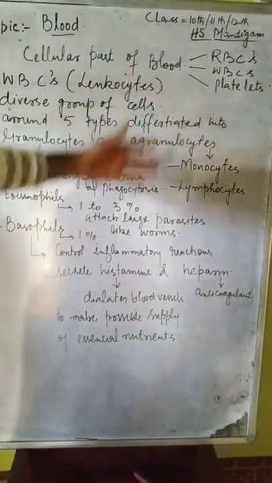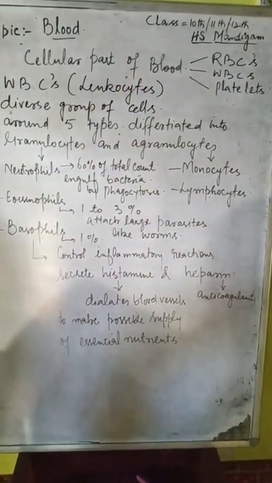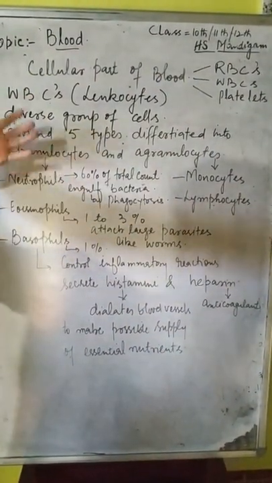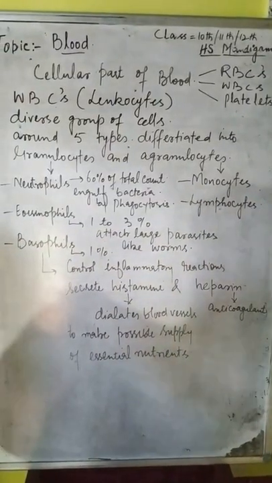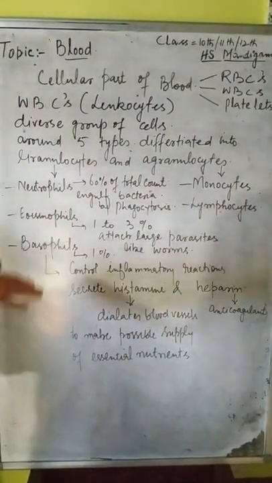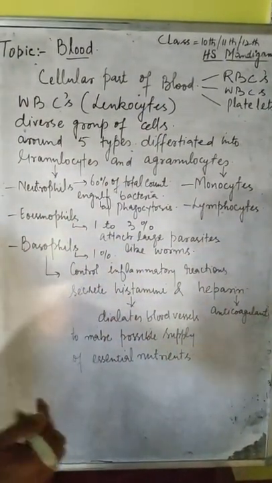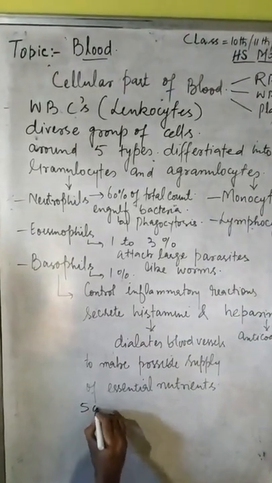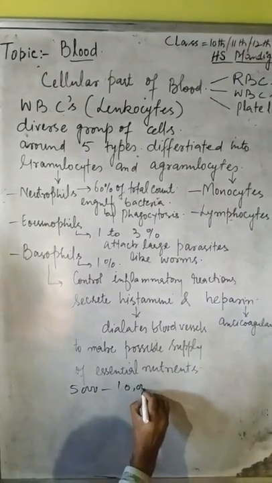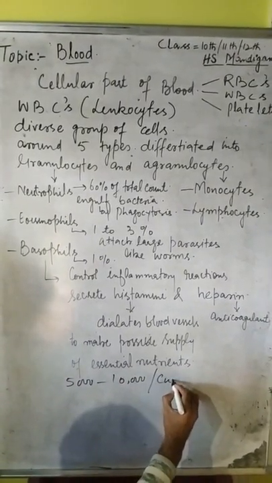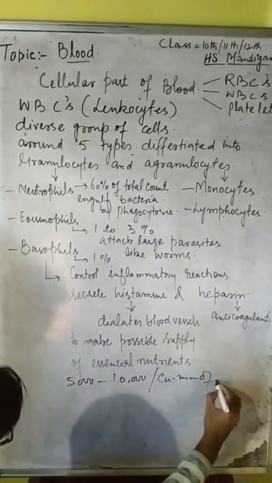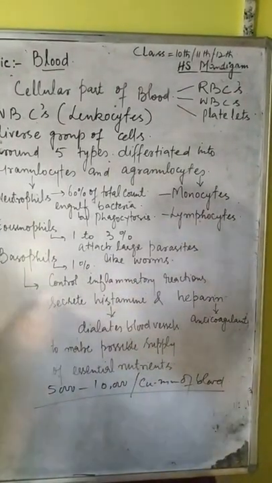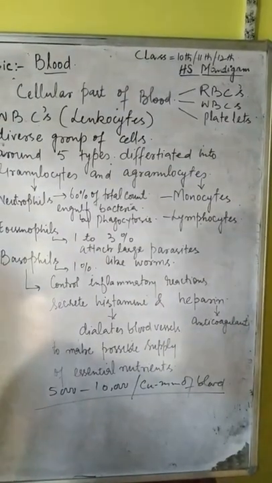Now I would like to discuss the platelets. But before that, the number of WBCs is lesser than the number of the RBCs. They are around 5,000 to 10,000 per cubic millimeter of blood. So now I would like to discuss the blood platelets.